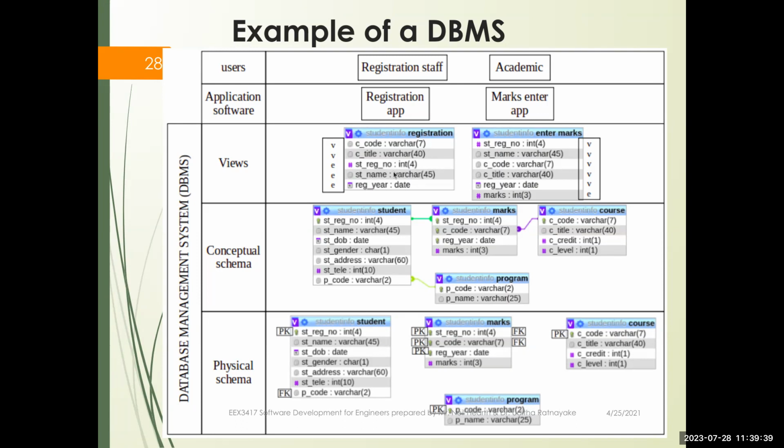Then enter marks, and in the view schema, how do you get marks in enter marks? Which table does it belong to? From which table can you get marks in the enter marks table? Only one is available.